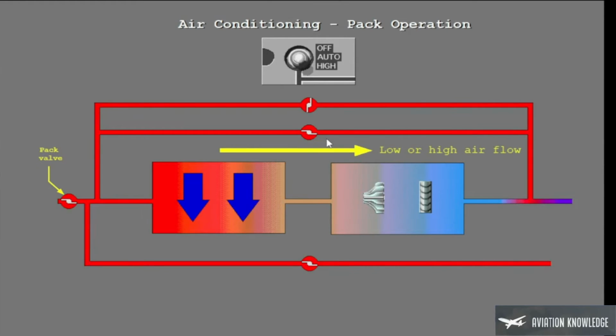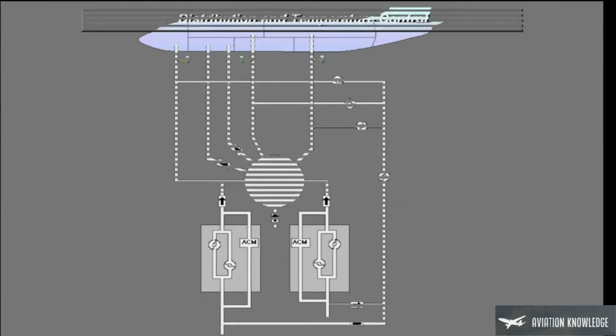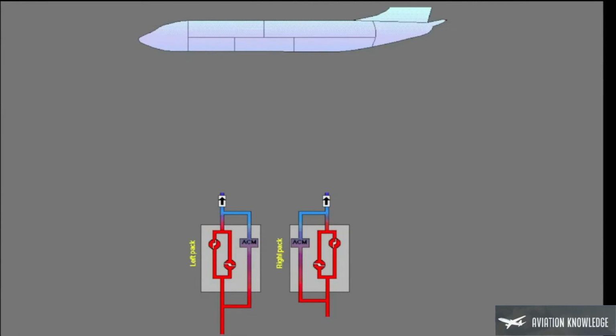When you set the pack switch to auto, the pack adjusts to the high flow or low flow to keep sufficient pressurization and conditioned air in the cabin. Downstream of the pack, the air conditioning system supplies the cool air to the flight deck and the passenger cabin.